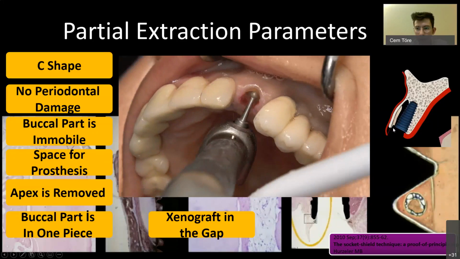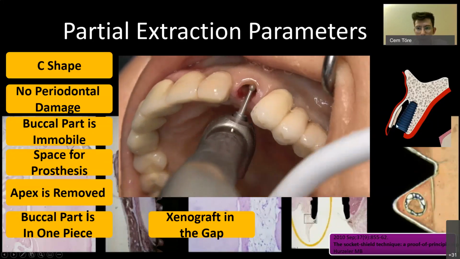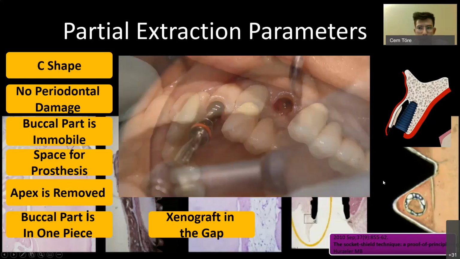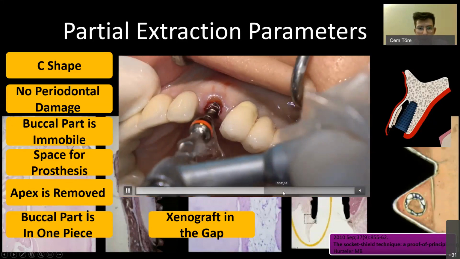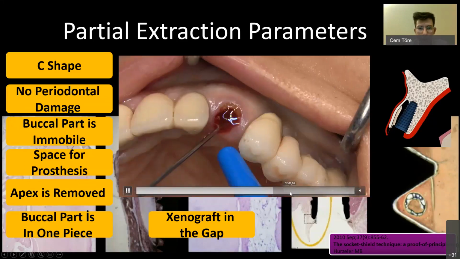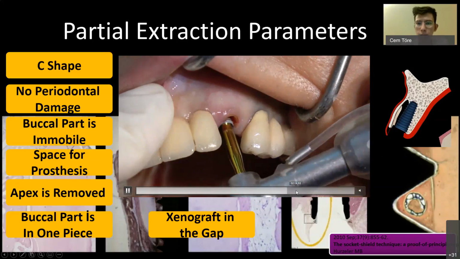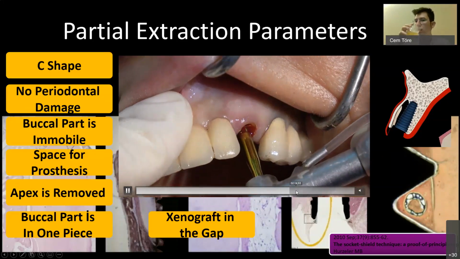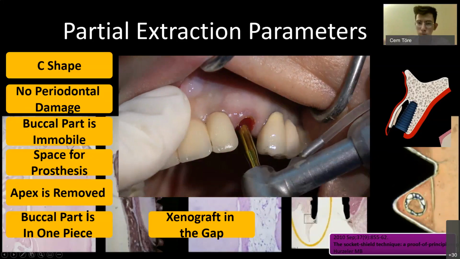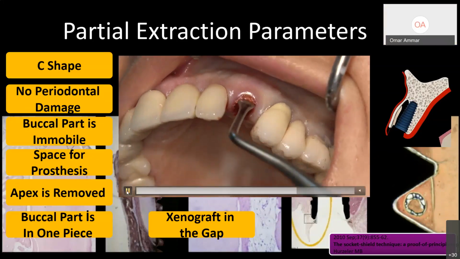We need a round burr to create this part here. And then we finish the osteotomy, wash the area, place our implants on the pelvic side. And then we graft the gap.